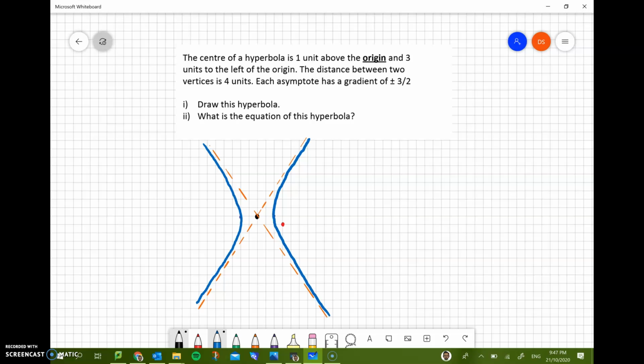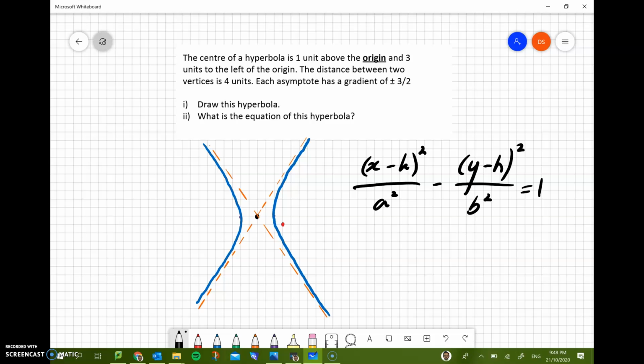The equation of this hyperbola, remembering that the generic hyperbola has the equation x minus k squared over a squared minus y minus h squared over b squared equals 1. Let's look at all the points. So a is going to be the horizontal distance here. So a is that distance there. A is equal to 2.